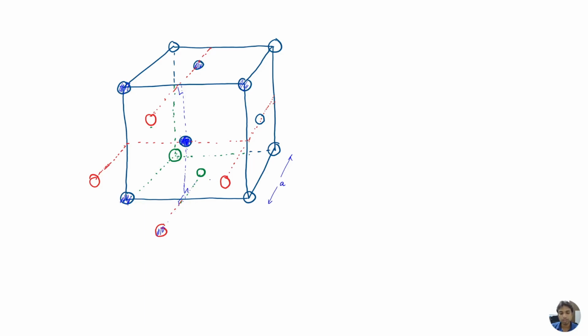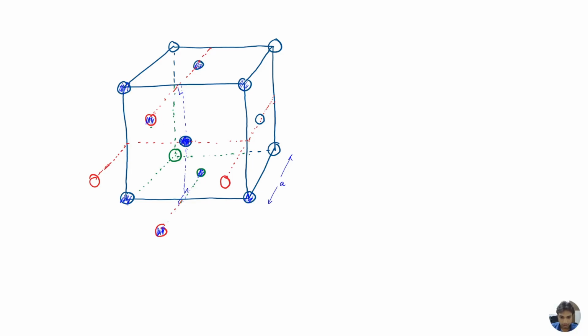These are the 4 nearest lattice points, and corresponding to this, you have 1, 2, 3 and 4. These red ones are coming out of the screen. This is also coming out of the screen. So you are able to see, on the bottom there are 4 lattice points, on the top there are 4 lattice points. So this much is clear, right, till now?